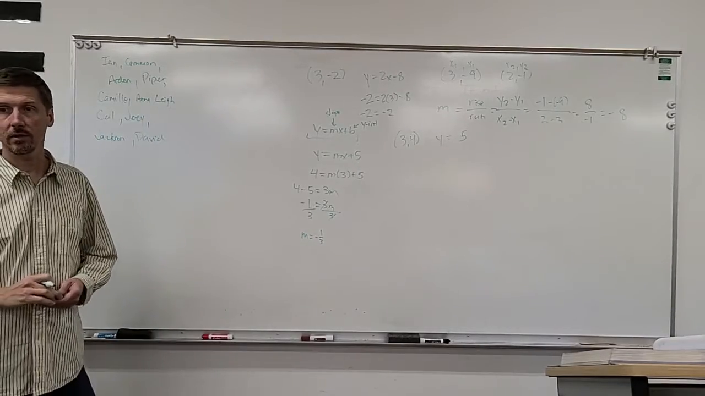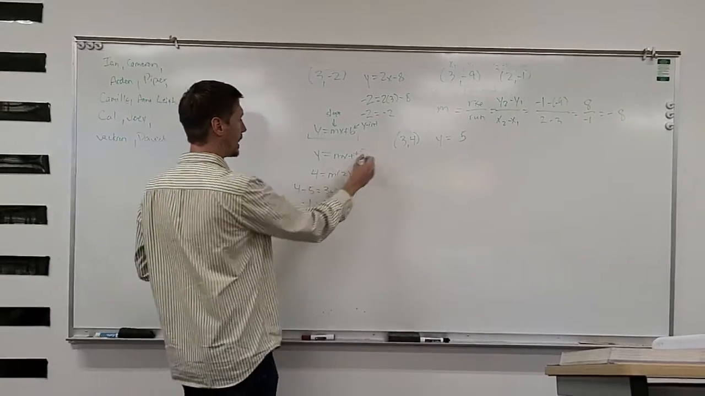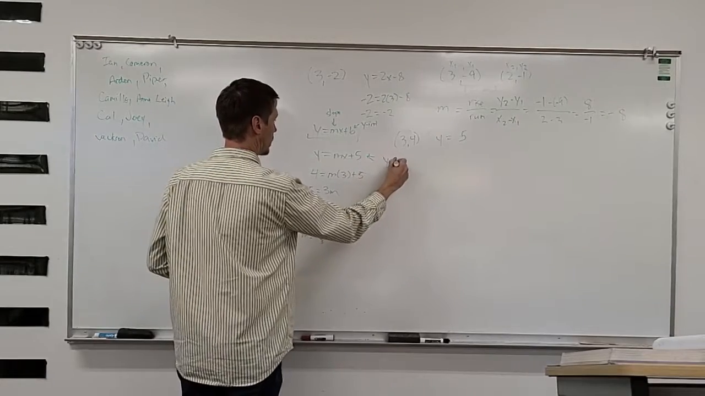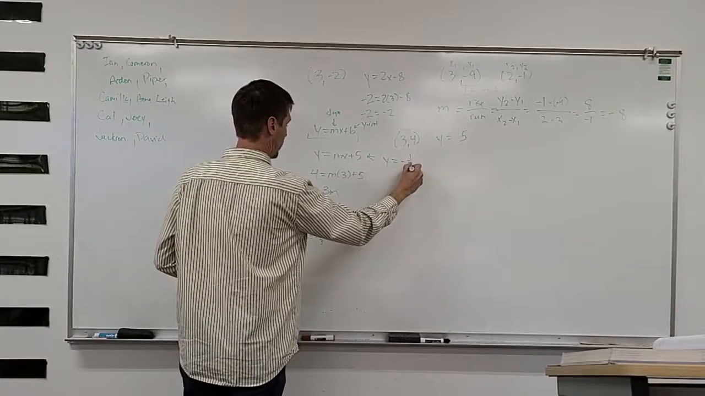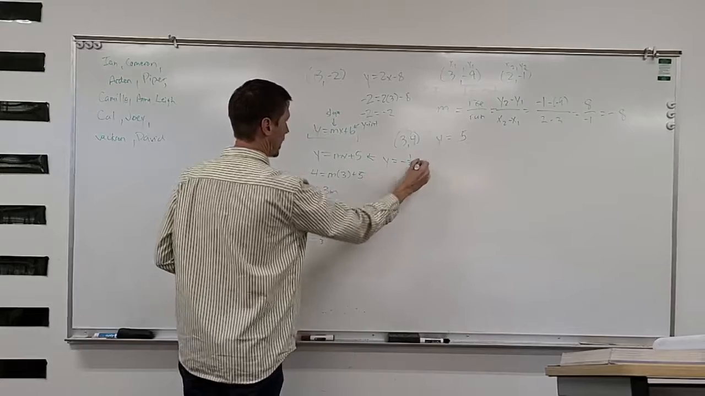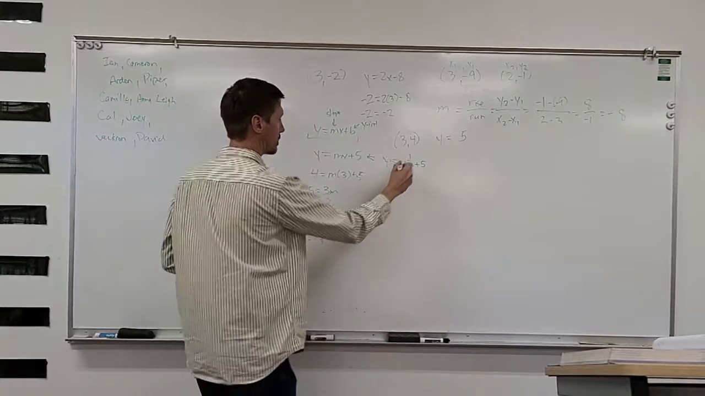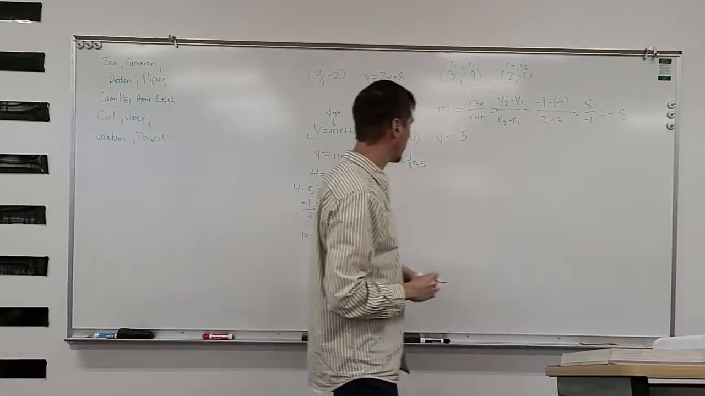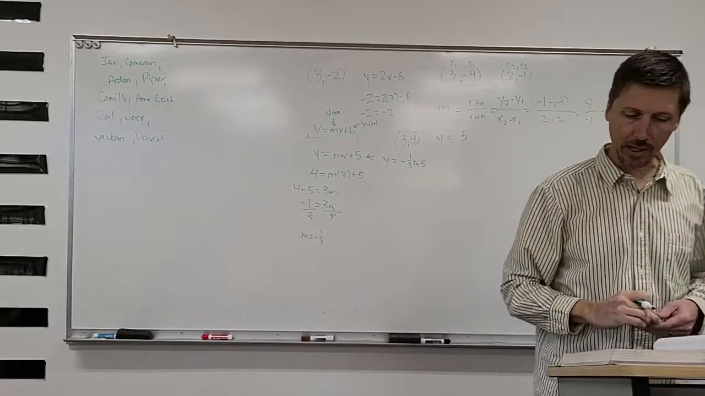Yeah, you guys like that? Okay? So now we're just going to take that and plug it back in our equation right here. And so the equation of our line is y equals negative 1/3 x plus 5. So that's the equation of our line.